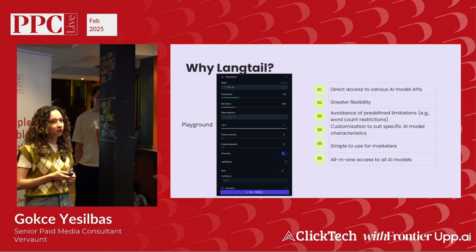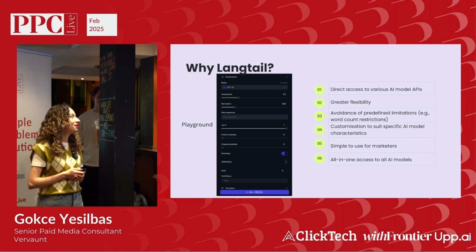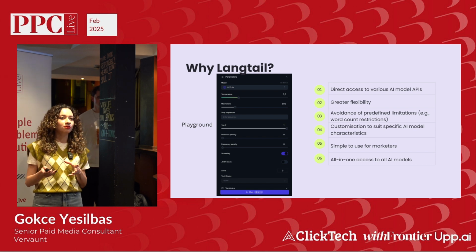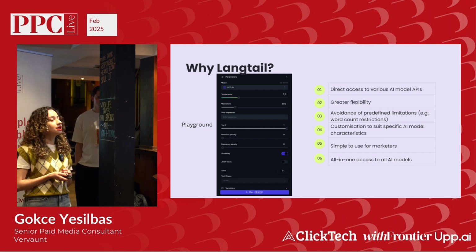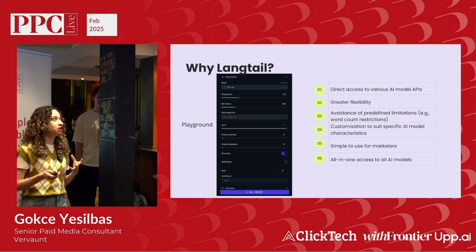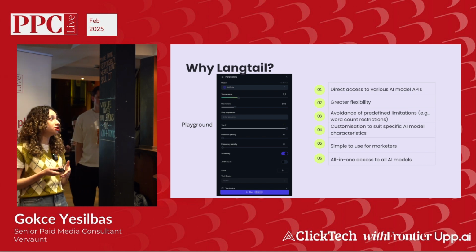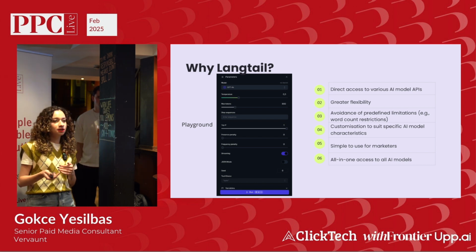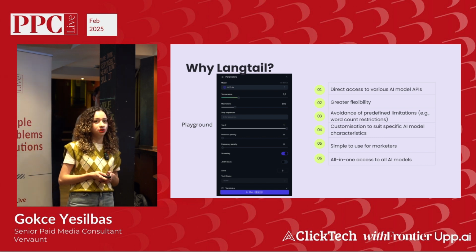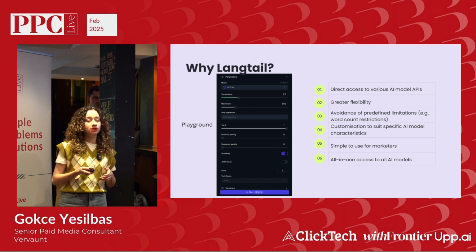And as I said before, I highly recommend using Langtail. Why? It's because it gives you direct access to various AI models, APIs, and it gives you flexibility, and you can avoid predefined limitations in the native platforms, for example, word count restrictions. Sometimes when you ask something to ChatGPT, ChatGPT's answers get cut off because of the word count restrictions. But if you use Langtail, there are no word count restrictions.